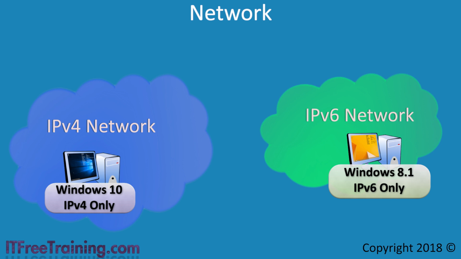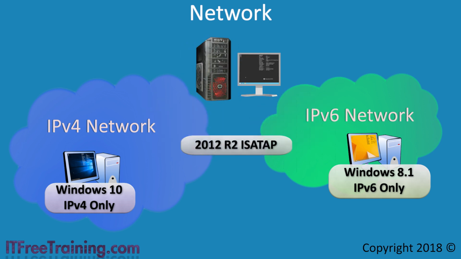To connect both networks together, I need a router. This router will be running Windows Server 2012 R2 and configured to use the ISATAP transition protocol. This router will have an IP4 and an IP6 address on each network. This Windows router will essentially provide the bridge between the two networks, allowing both computers to communicate with each other using the IP6 protocol. The administrator could also use Linux or a hardware router.